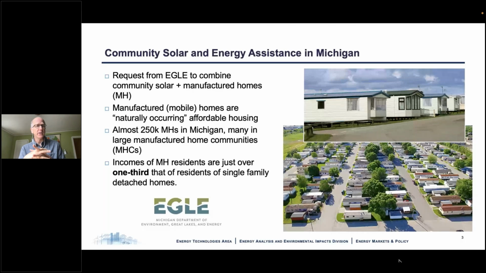There are almost 250,000 in Michigan, which is not the largest number among states. I think New Mexico and South Carolina have more manufactured homes, but Michigan has plenty. And incomes of people who live in manufactured housing in Michigan are just about a third of those of people who live in single-family detached homes, conventional stick homes. So if you're trying to reach low-income households with high energy burdens, manufactured housing is a good place to start.